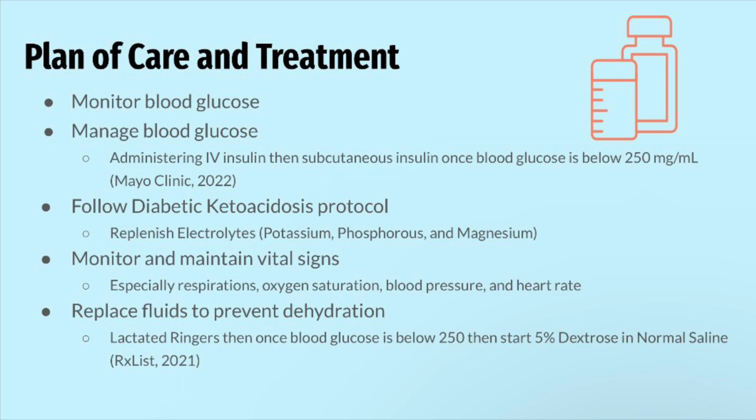We were expected to follow the diabetic ketoacidosis protocol, which was ordered by the doctors, which included replenishing the electrolytes and monitoring his potassium, phosphorus, and magnesium. We were also monitoring and maintaining his vital signs, since he was intubated, but also since he came in with increased respirations, and his heart rate was also very fast.